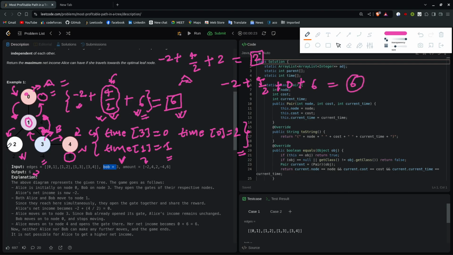So the total number of leaf nodes we have is 2 and 4, and we see the answer for leaf node 2 was 2, and the answer for leaf node 4 was 6, and we will output this result, which is 6. I hope this is clear now.